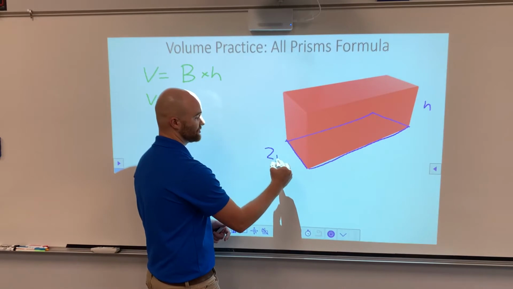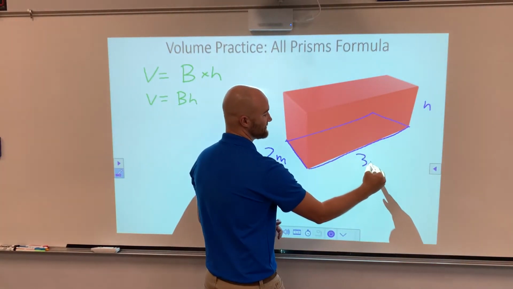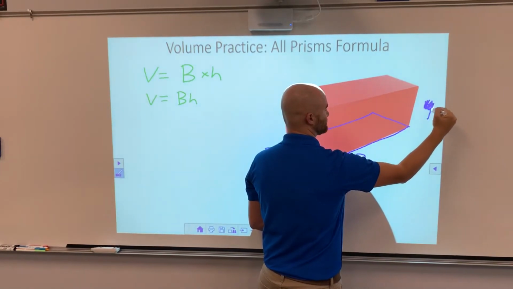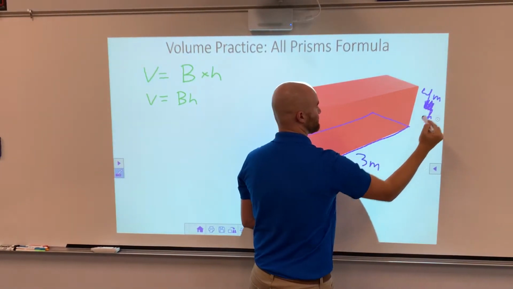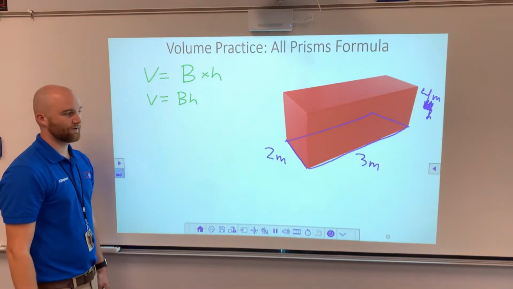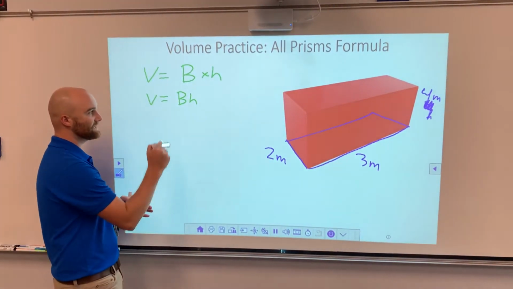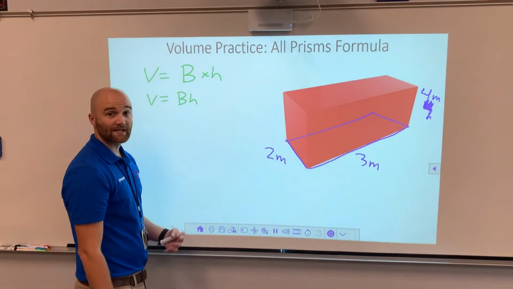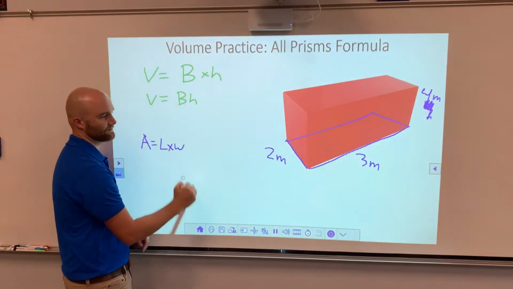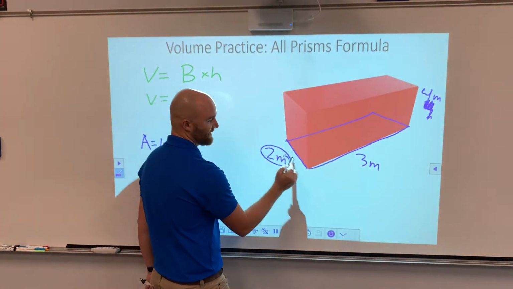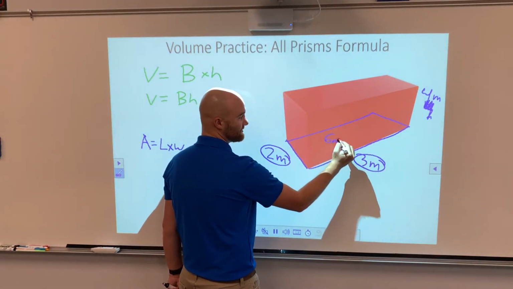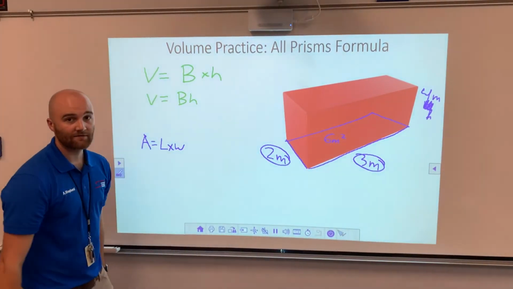Let's say this is 2 meters by 3 meters by 4 meters. All right, so I've got 2 meters by 3 meters by 4 meters. The first thing I would do is find the area of the base. Remember, we said area is equal to the length times the width. So I'm going to do my length and my width of 2 times 3. 2 times 3 means I've got 6 meters squared is the area of that base.